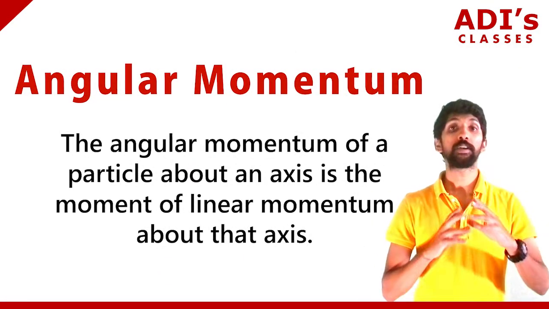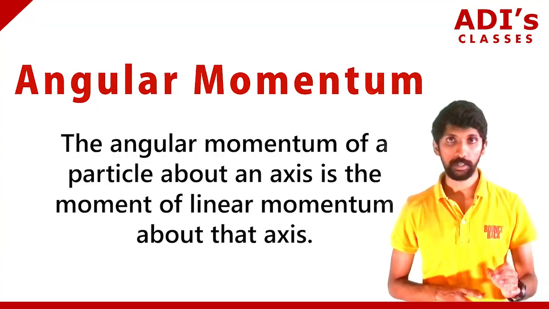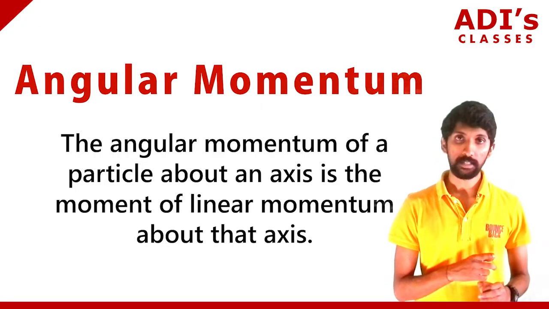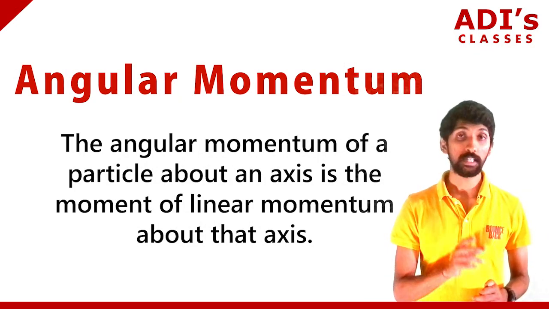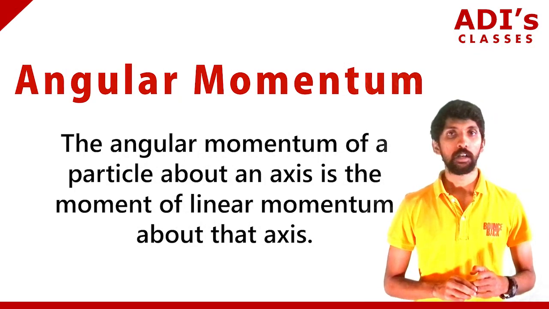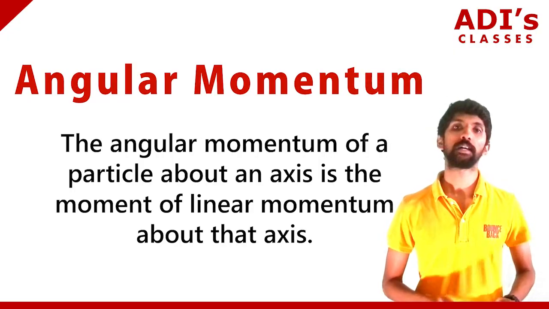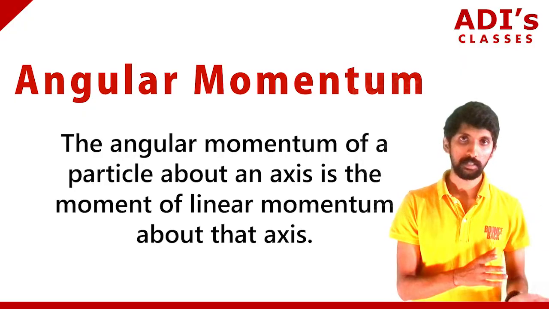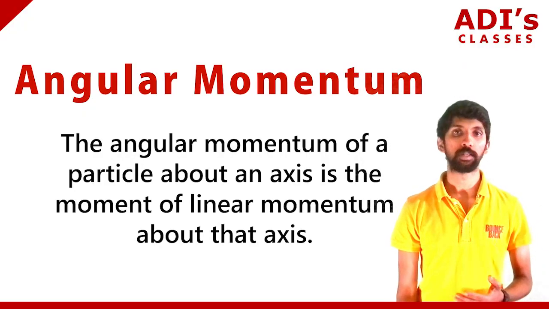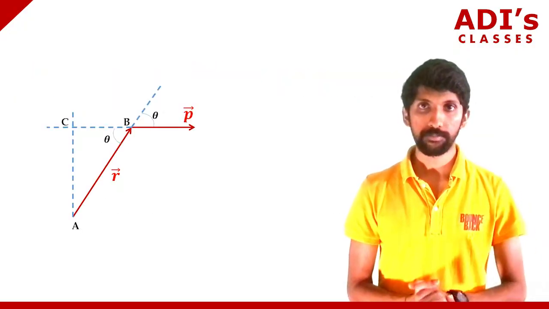So how we define angular momentum is: the angular momentum of a particle about an axis is the moment of linear momentum about that axis. Let me explain what this is. You have a particle, and it rotates about a particular axis. So that has certain momentum, that is basically the angular momentum. Correct? Let's see how it goes.